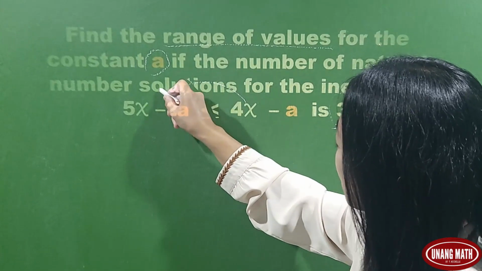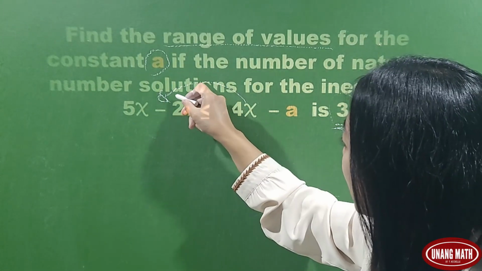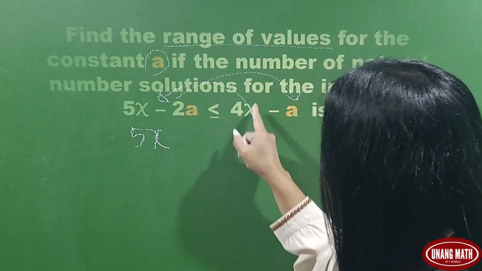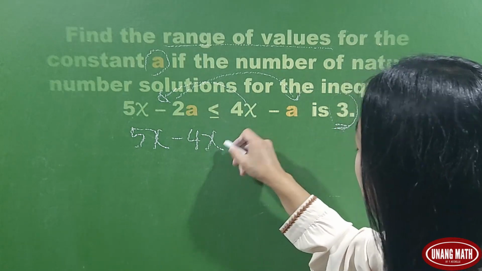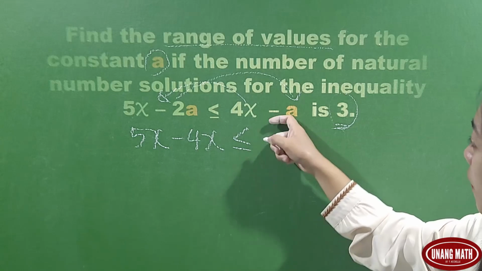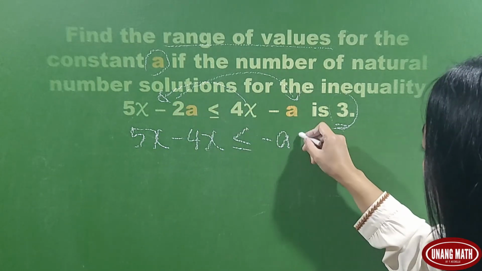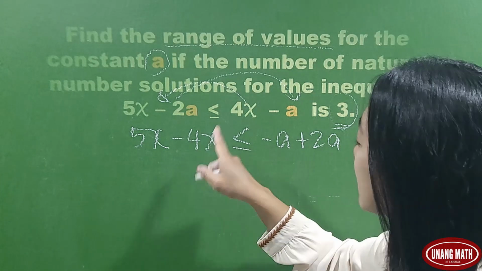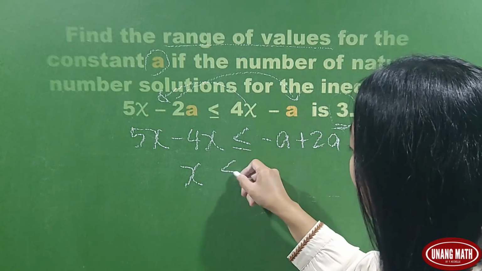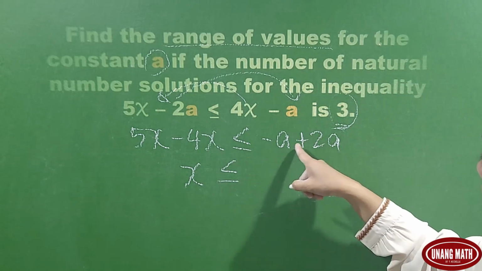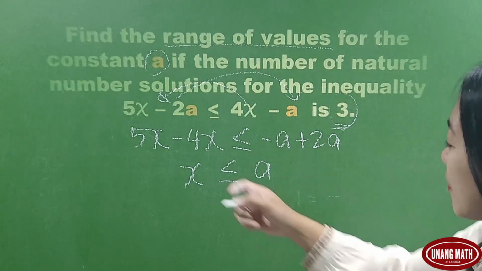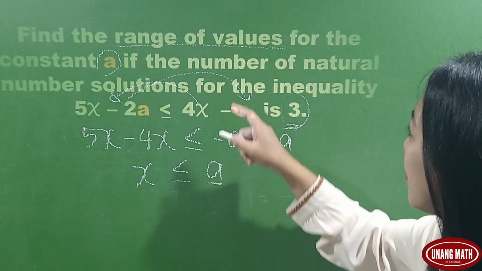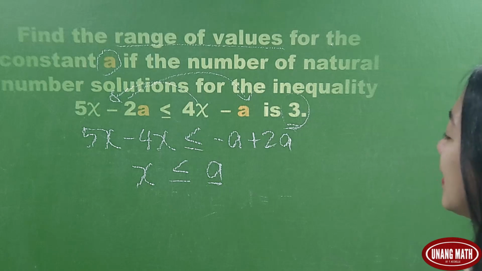So 4x should move to the left side of this inequality and negative 2a to the right side. So we have here 5x minus 4x. This is less than or equal to negative a plus 2a. Okay, let's simplify. 5x minus 4x, then that's x. So x is less than or equal to negative a plus 2a, which is a. So x is less than or equal to a. Okay, we are looking for the range of values for this constant a.